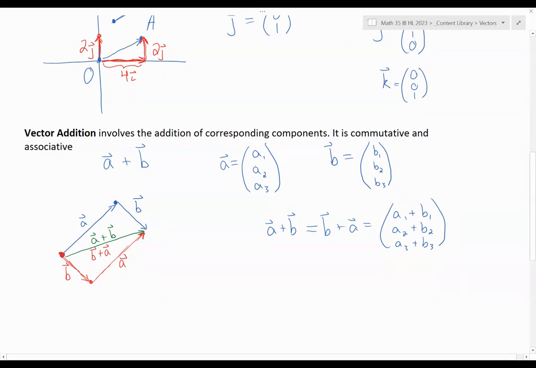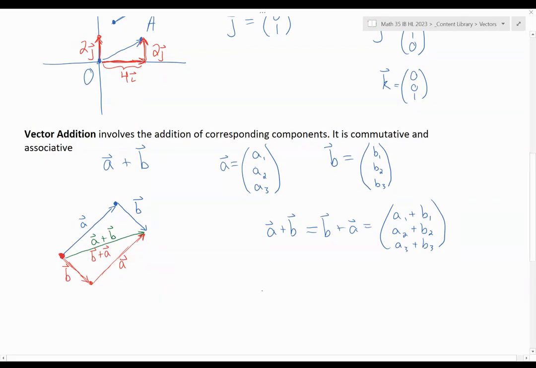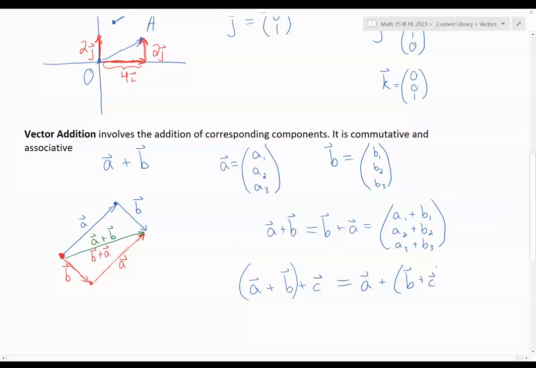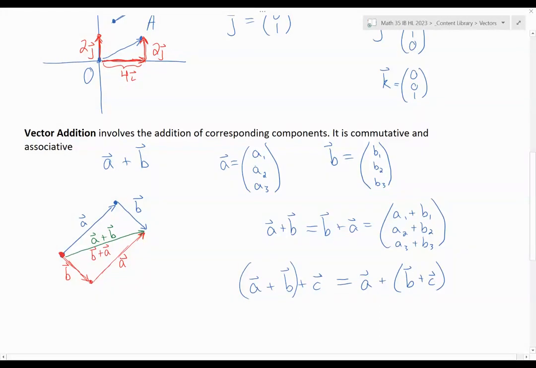By associative, I mean that I could do it in any order. So A plus B plus C. If I have three vectors to add together, I can choose to add A plus B together first. That would be exactly the same as if I added B plus C together first. So that is associativity. So vector addition behaves much like we would expect it to, like regular addition does.